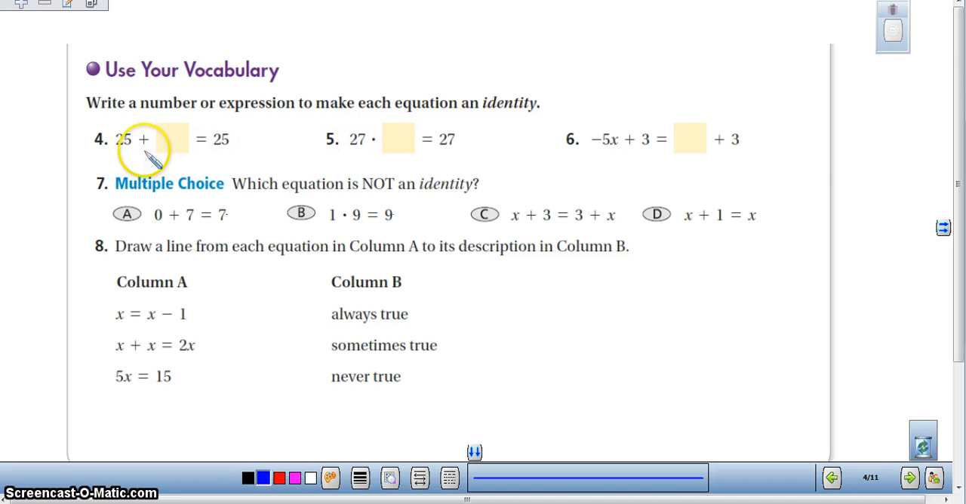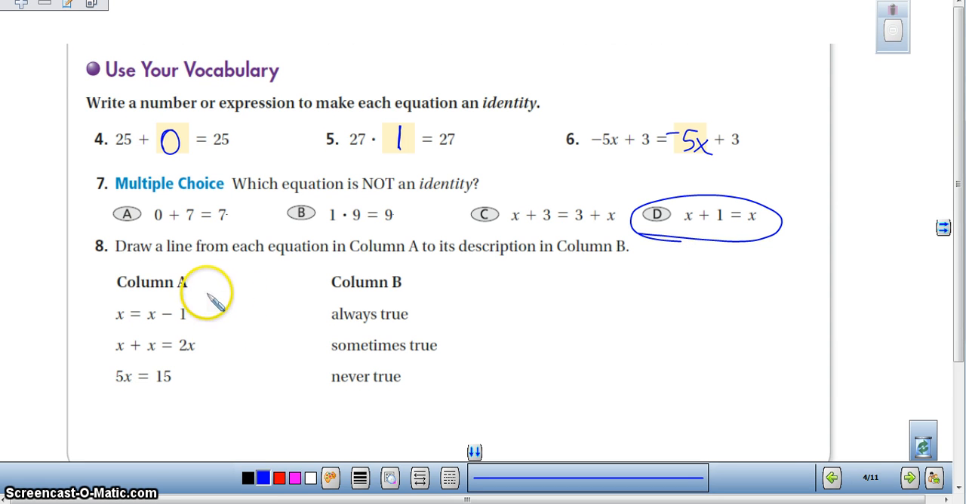So when we talk about an identity, what would I add to 25 to get 25? That's our 0, our additive identity. Multiplicative identity is 1. And in this equation, it just needs to look the same on both sides. We'd have negative 5x. Which one is not an identity if we are looking at these? The one that's not an identity should be D.